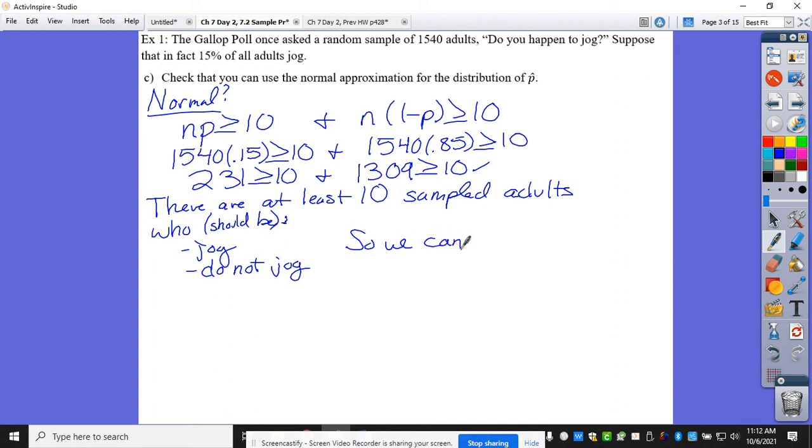But you have to write that. This is one thing that will count off. If you say, so it is normal, that is wrong, because that is saying it fits that curve exactly how it should. We are not saying that. We're saying it is close enough that we can use it as a guess. So you have to say the word approximation.